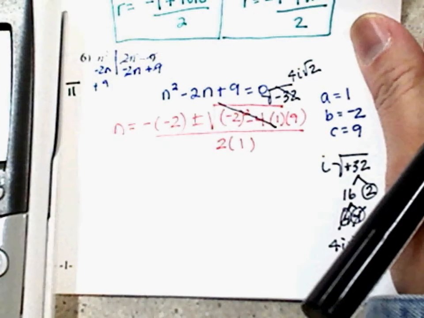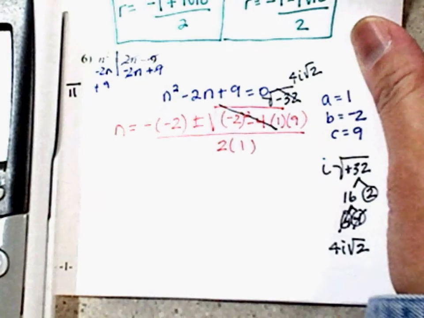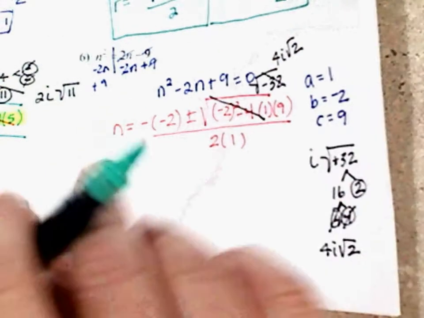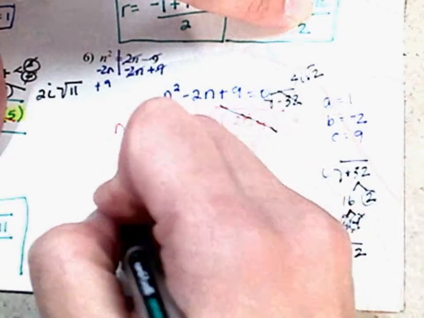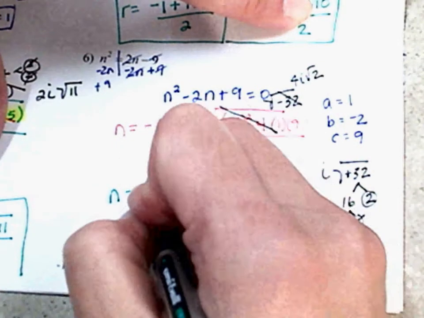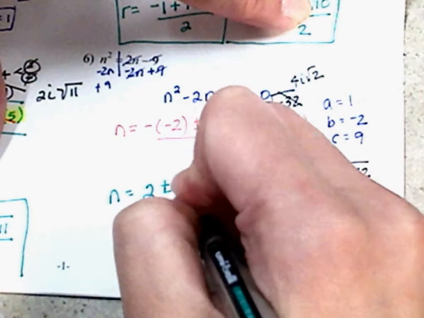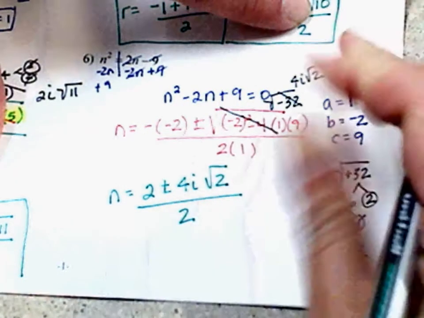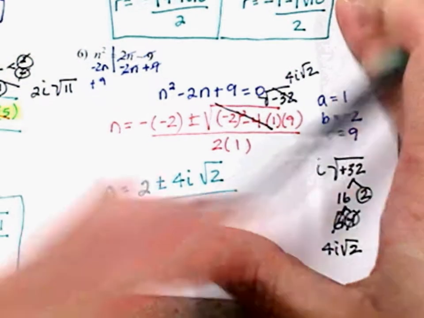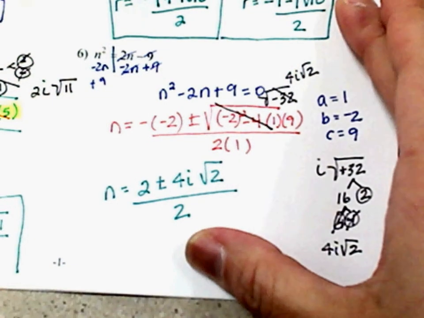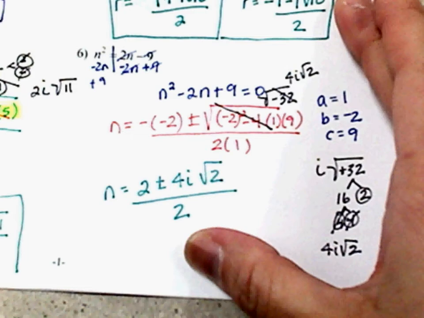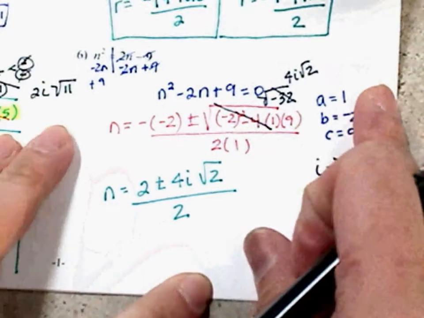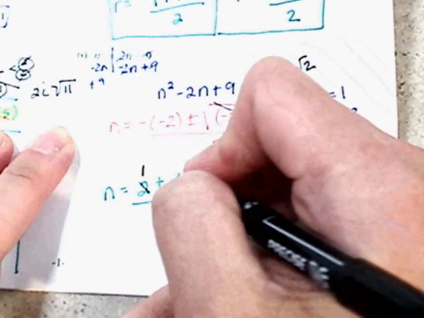All right, let's go ahead and make it a little bit better so you guys can see it. Here we go. n equals negative times negative is positive, plus or minus 4i square roots of 2 over 2 times 1 is 2. Can I simplify those? Yes. What goes into 2, 4, and 2? 2. So 2 divided by 2 is 1. 4 divided by 2 is 2. 2 divided by 2 is 1.